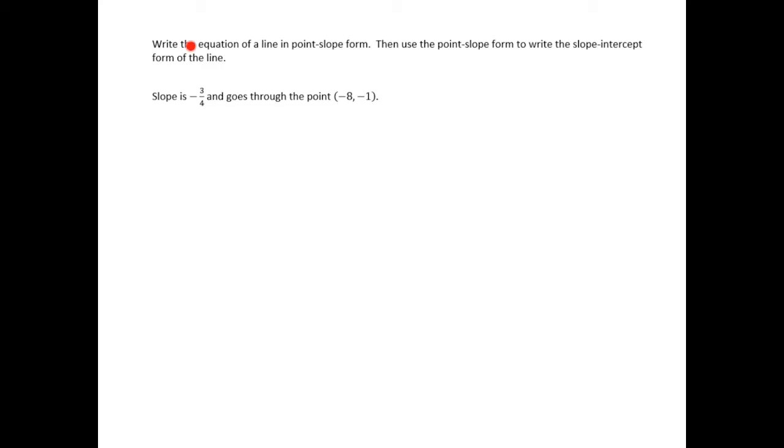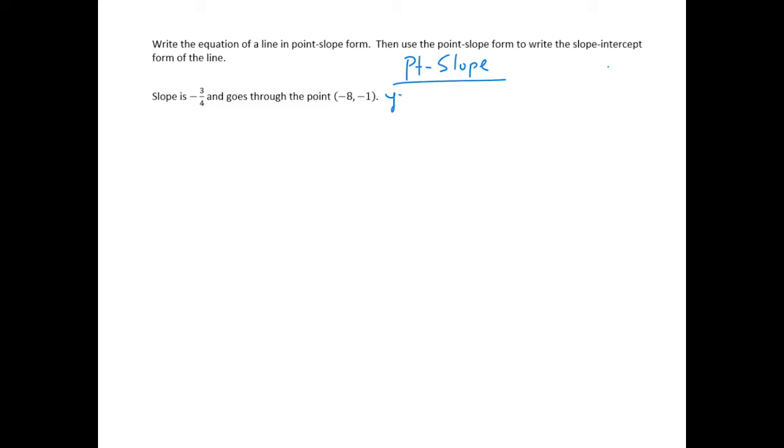For this problem, we want to write the equation of a line in point-slope form, and then use the point-slope form to write the slope-intercept form of the line. So let's recall what those two things are. The point-slope form of a line looks like this.